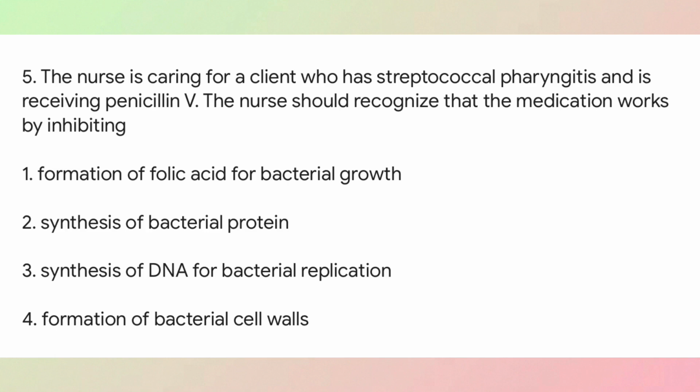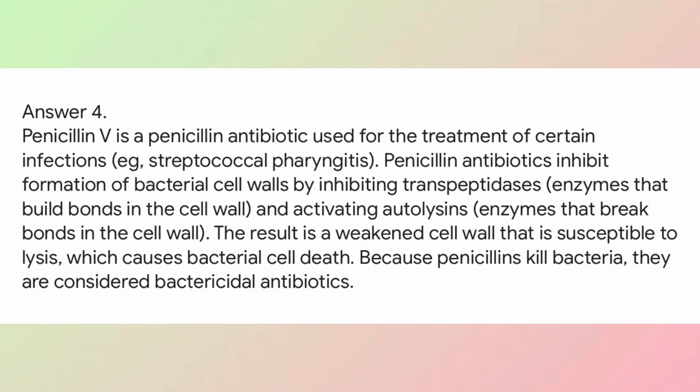5. The nurse is caring for a client who has streptococcal pharyngitis and is receiving penicillin V. The nurse should recognize that the medication works by inhibiting 1. Formation of folic acid for bacterial growth. 2. Synthesis of bacterial protein. 3. Synthesis of DNA for bacterial replication. 4. Formation of bacterial cell walls. Answer 4. Penicillin V is a penicillin antibiotic used for the treatment of certain infections, e.g., streptococcal pharyngitis.